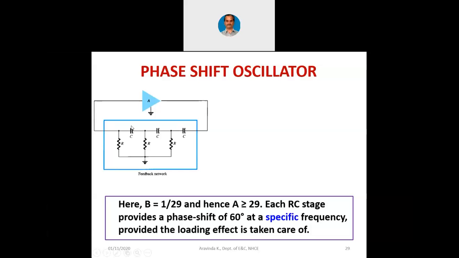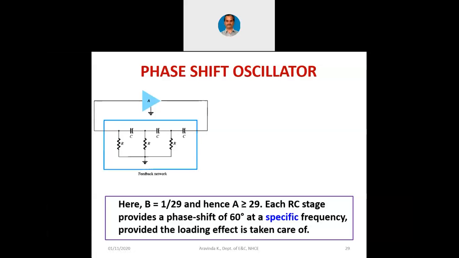Imagine. Now let us say we are designing an oscillator for 10 kilohertz. Now only at 10 kilohertz this RC will produce 60 degrees. So 60 plus 60 plus 60 becomes 180 degrees only at 10 kilohertz. But at 11 kilohertz, this will not be 60 degrees. Or at 9 kilohertz, this will not be 60 degrees.